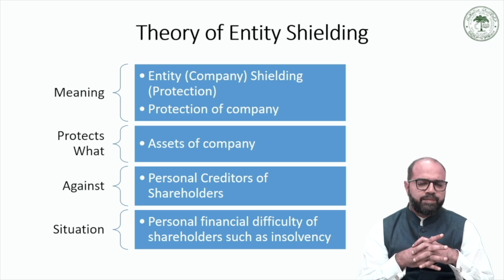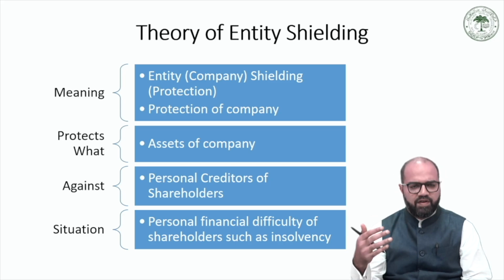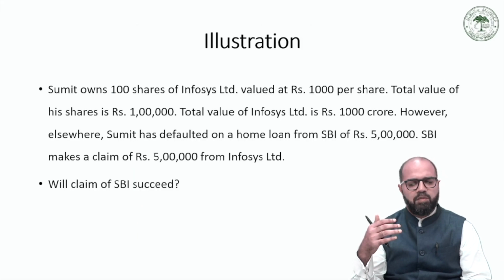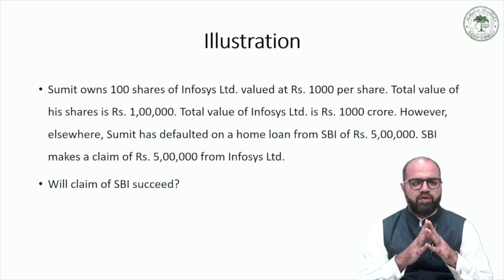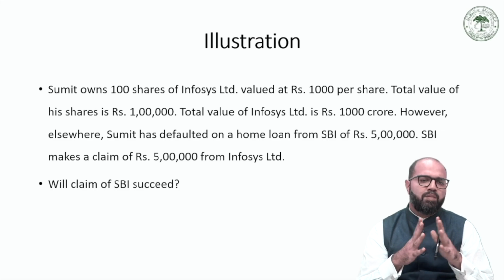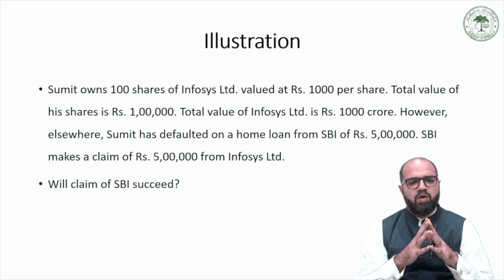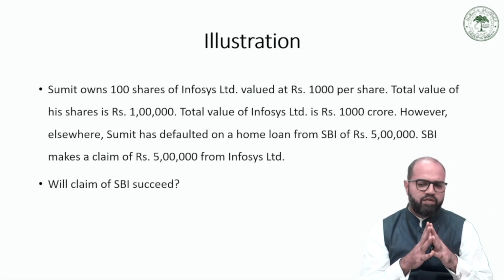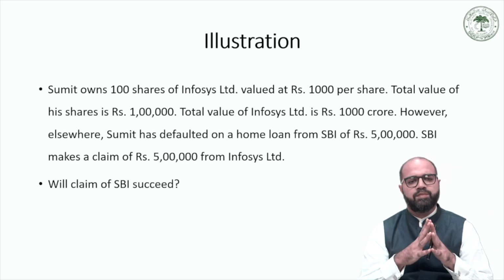So this theory of entity shielding may be further clarified again with the help of an illustration. We are going to do the same exercise. I have before you briefly laid the facts of a situation. Now you can read this situation. Based upon this situation, I have a question. Now, based on your reading of the theory of entity shielding, you have to make an attempt to answer this question.